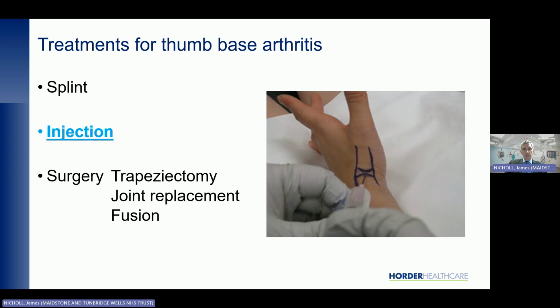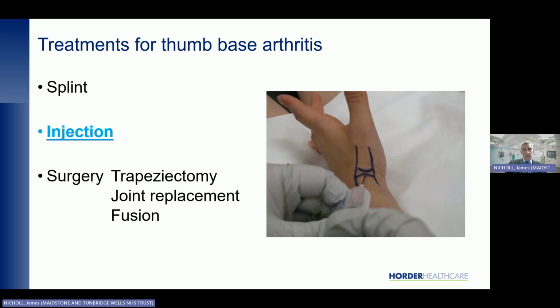And if those more conservative options fail and someone's getting terrible pain and they say, sort me out, then surgically, there's an operation called trapeziectomy. And this is one that has been around for a long time. It involves removing the entire bone called the trapezium at the base of the thumb.